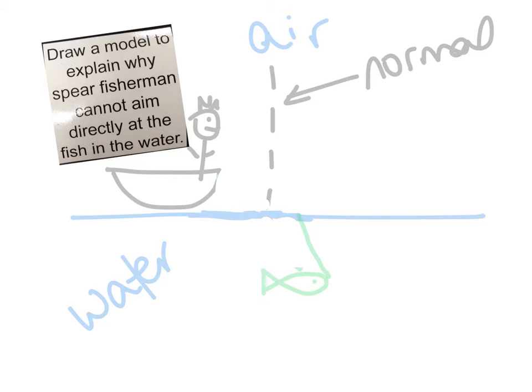Let's redraw our normal. Where's my eraser? There it is. Okay, the new normal is here because we always have to draw our normal where the light beam hits the interface between the two media. So now it's going to refract instead of going straight and continuing its original path. It's going to refract, and now the fisherman sees the front of the fish.